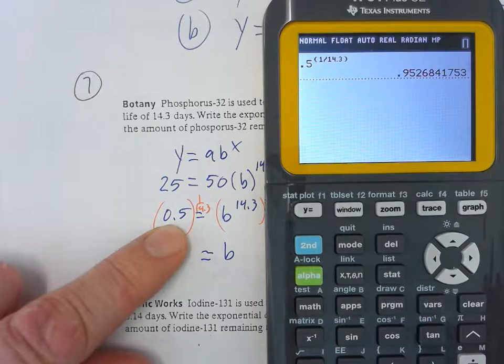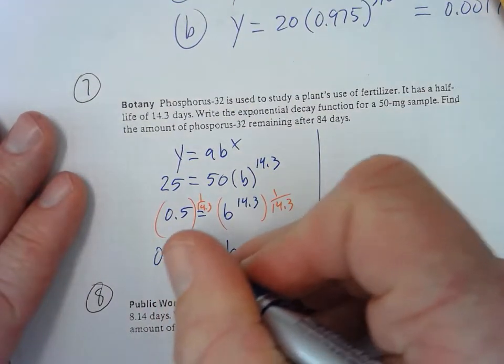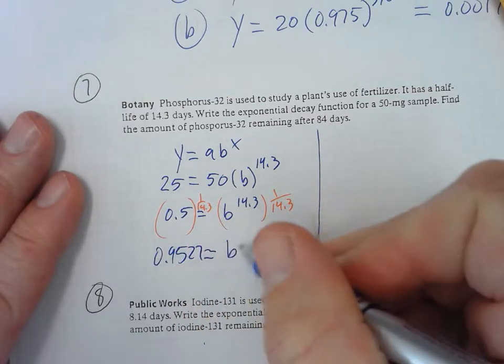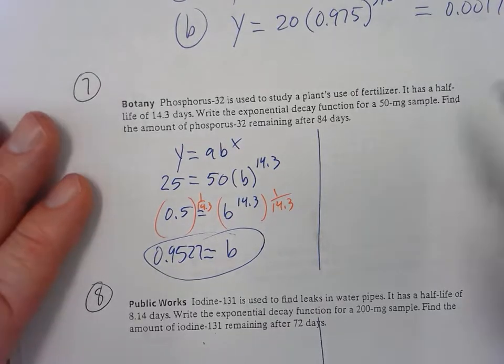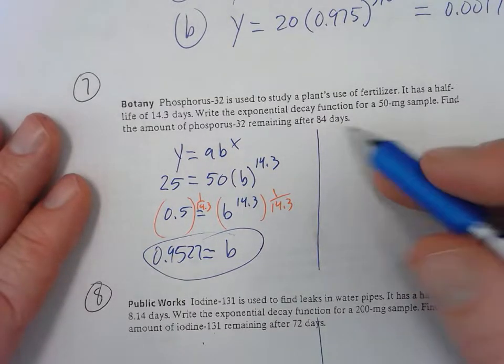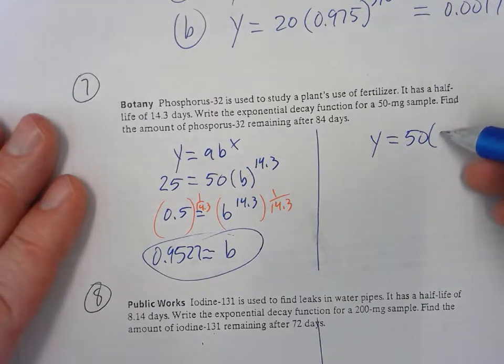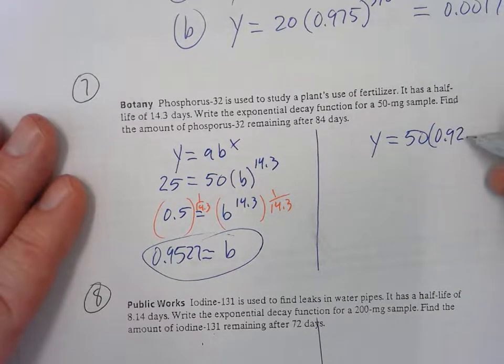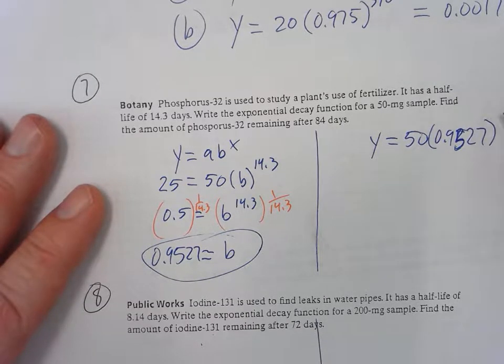So I got 0.9527, 95.27. All right, so that's an approximation. Now we need to know how much is left after 84 days. So we have y is equal to, you're starting off with 50. My decay rate is 0.9527 to the power of 84.